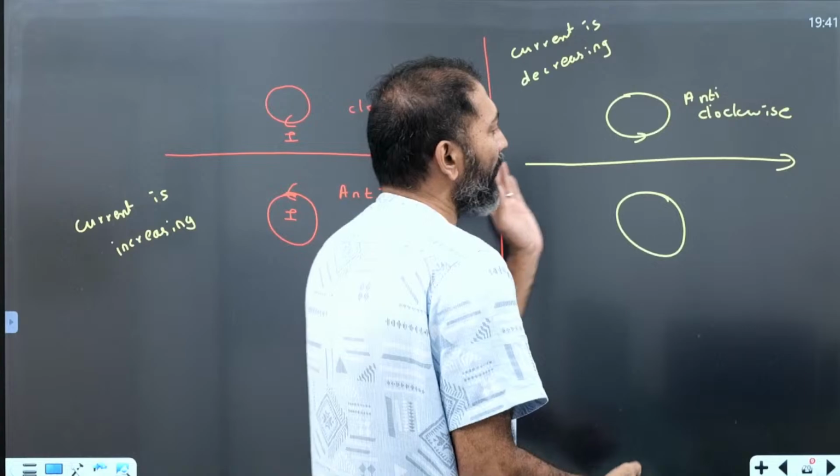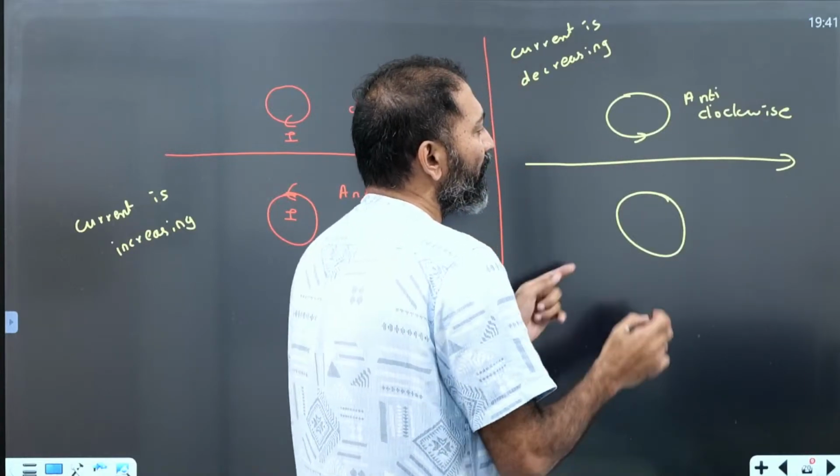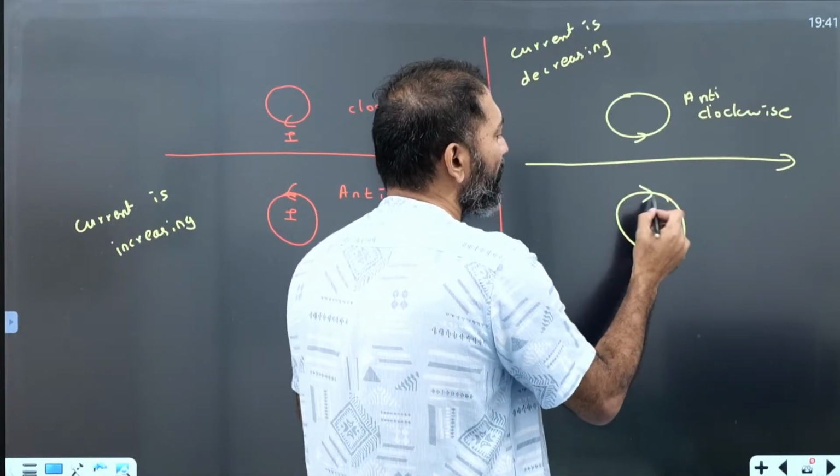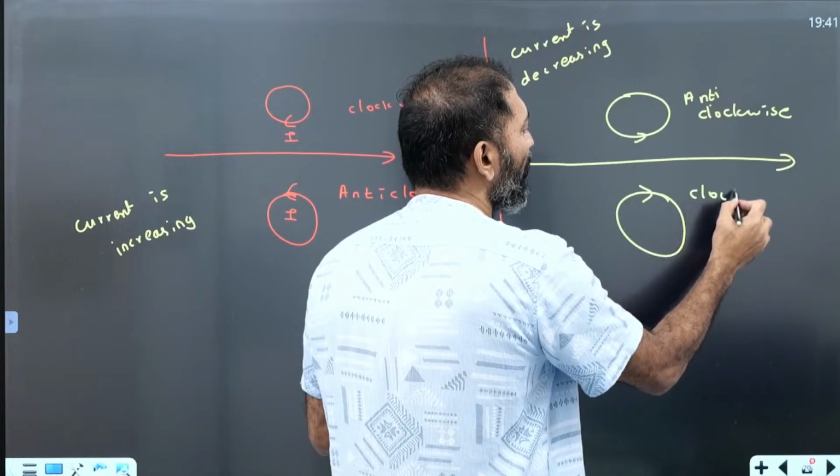Now what happens here? The right-going current is slowing down. So the induced current should help it. So it is what? Clockwise in the lower loop.